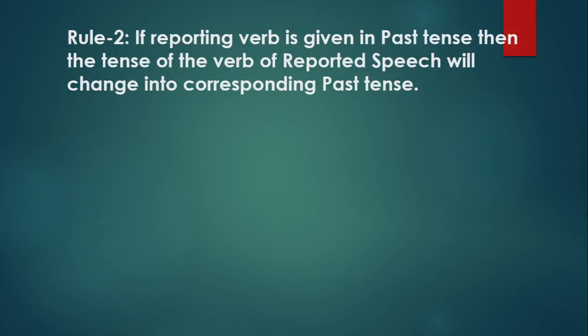Here you see rule number 2. If a reporting verb is given in past tense, then the tense of the verb of reported speech will change into corresponding past tense. Okay, so what do we understand by this sentence? If the reporting verb is given in past tense, then the tense of the verb of reported speech will change into the corresponding tense, right?